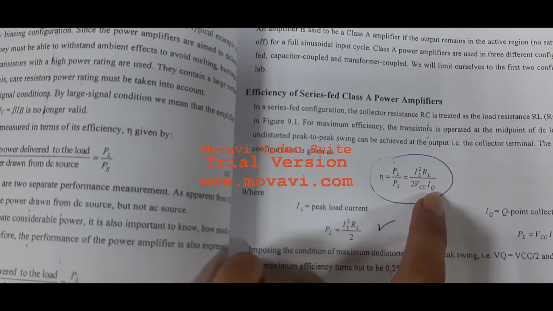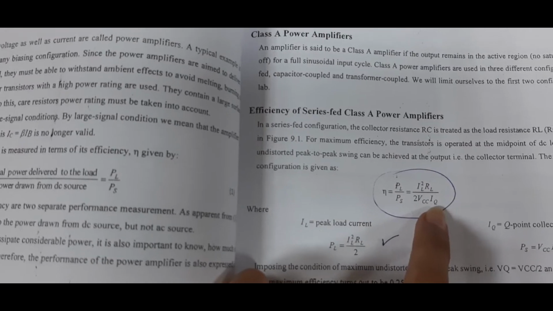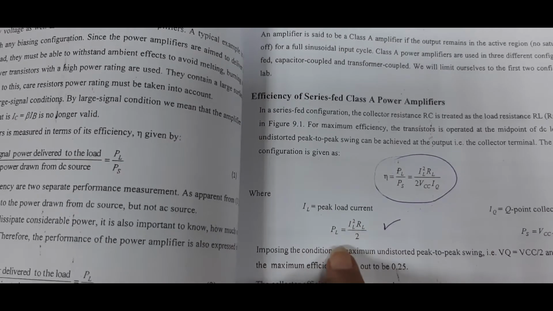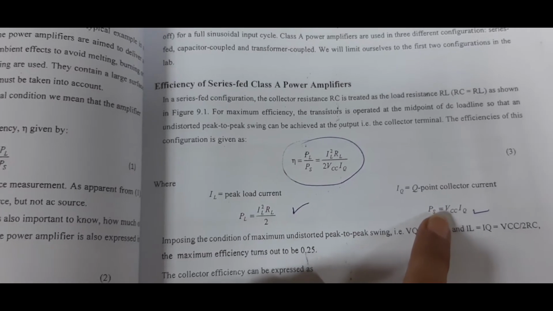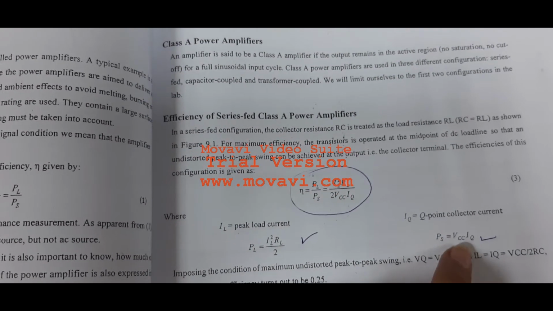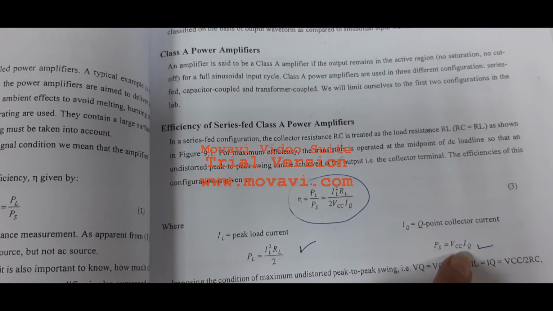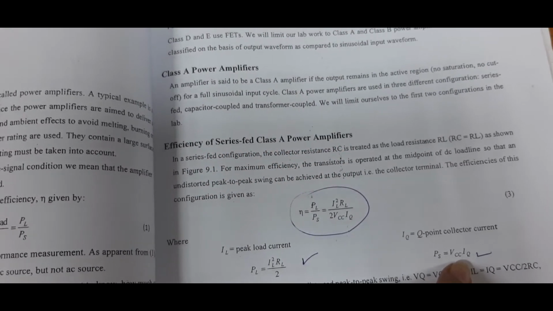Since it is series fed, here the load is the collector resistance connected in the circuit. For PL I have to calculate this, and for PS I have to calculate this. So first let's calculate the power delivered by the source. For this we have to calculate the DC value of the current across the load, which is the collector resistance.